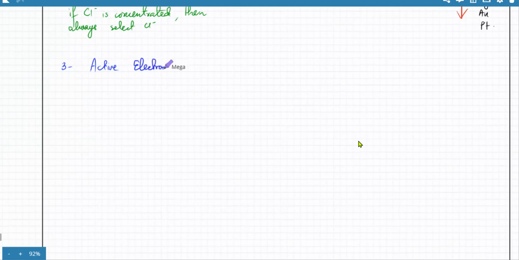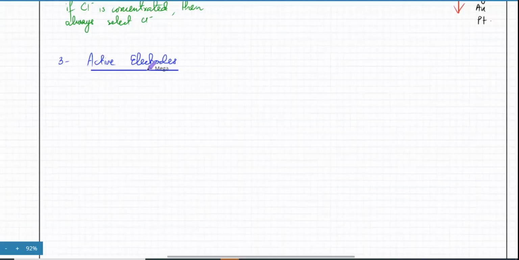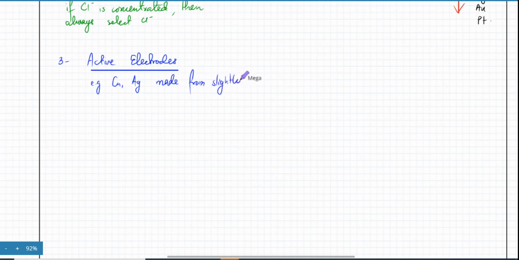And the most common example for that is a copper electrode. That's the more common example. So active electrodes, let me take example copper and silver. These are made from slightly reactive metals, and these metals, they like to lose electrons.